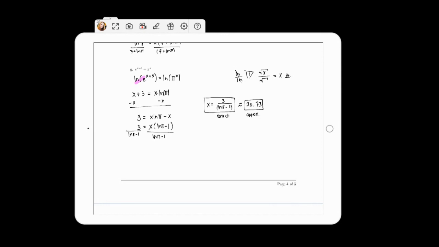Okay, so I showed you how to solve a little bit more complicated exponential equations of this form. I'm going to pause this video and then make another video for the last page of problems, which is a different kind of exponential equation.